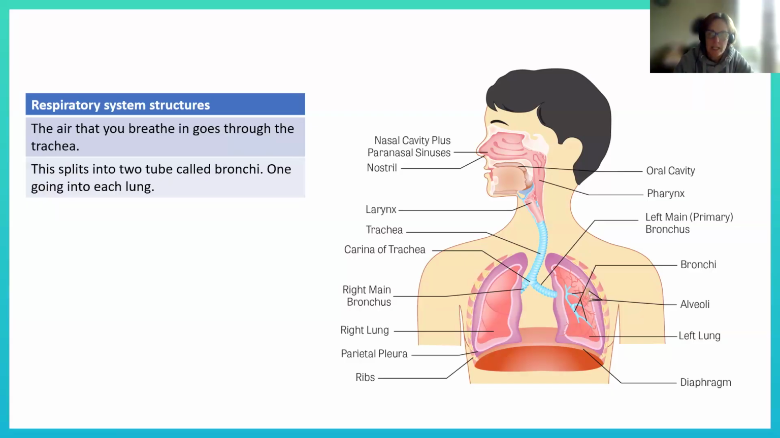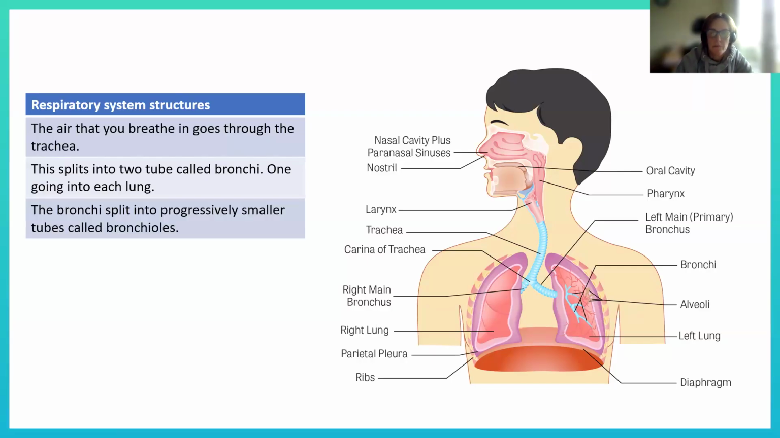It splits into each lung. You can see there, and those tubes that split are called the bronchi. If we're talking about just one of the tubes, it's a bronchus. You can see there, the right bronchus is labeled up on the diagram. It's the same as the heart: you're looking at the patient in front of you, so it's their right-hand side.